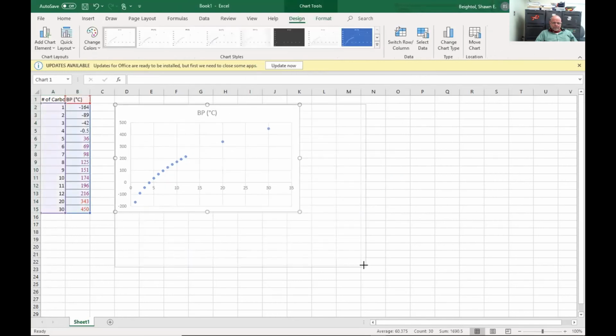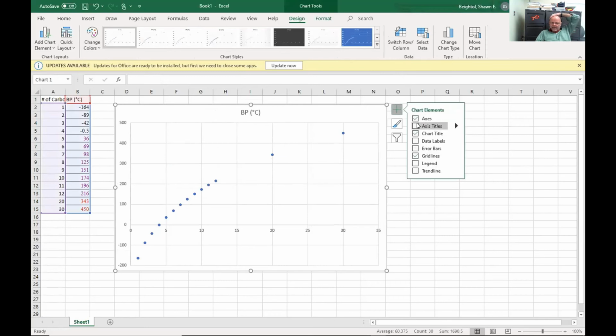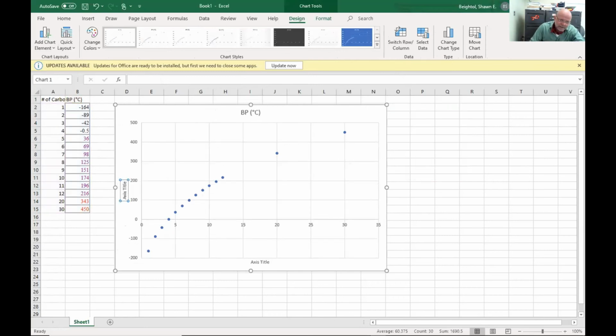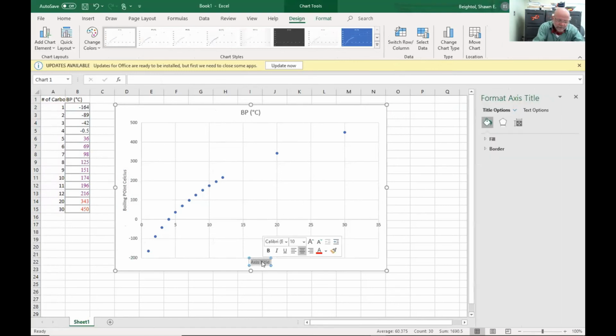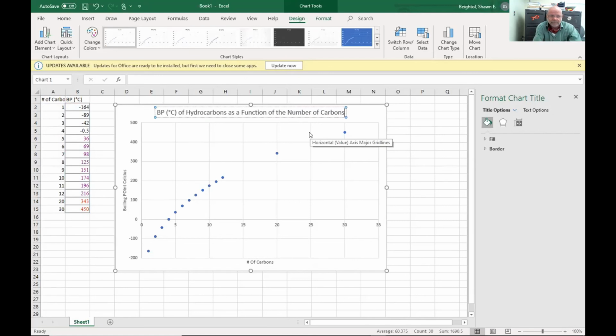I can grow this a little bit. I'm going to add the element to it. I'm going to add the axis title so that I'm legal. Of course, the axis title over here is boiling point Celsius. Down here, the axis title is number of carbons. Look how easy this is once you learn how to use this program. Up here, the title of the whole graph is the boiling point in Celsius of hydrocarbons as a function of the number of carbons.